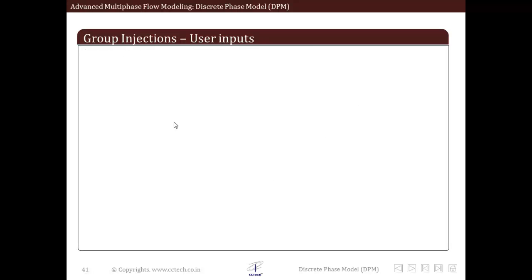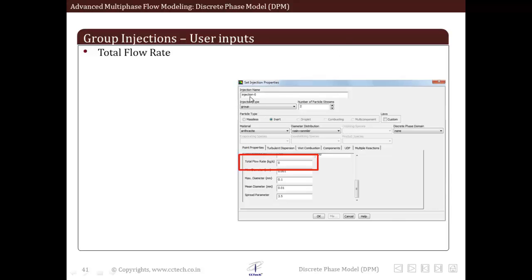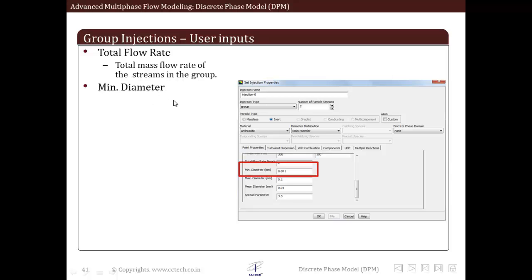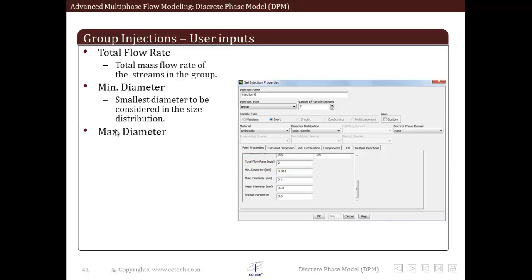Let us see now within the panel what all inputs do we give. We give the total flow rate, which is shown in this panel. This is the total mass flow rate of the streams in the group. We enter it here. Next we give the minimum diameter. This is the smallest diameter to be considered in the size distribution. Next we give the maximum diameter, which is given here, and it is the largest diameter to be considered in the size distribution.